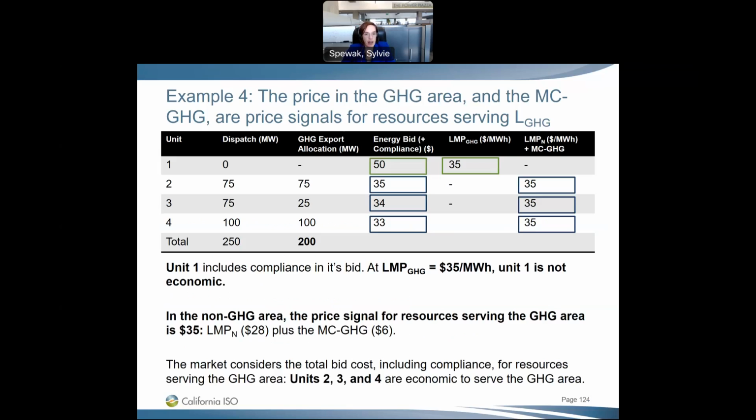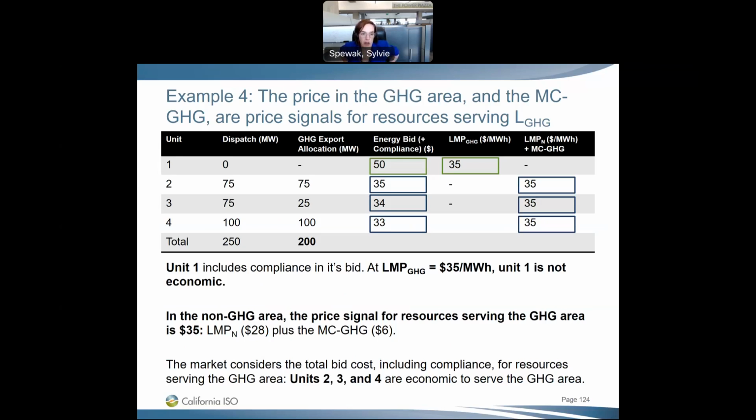So let's see that the price signal for resources serving the GHG area is correct. Unit 1 submits an energy bid of $50 per megawatt hour, but the LMP in the GHG area is now $35 per megawatt hour, and that's an efficient price signal here because we don't want Unit 1 to dispatch any of its capacity. If we did, we would lose $15 per megawatt hour, and that's not good. So this is an efficient price signal in that case.